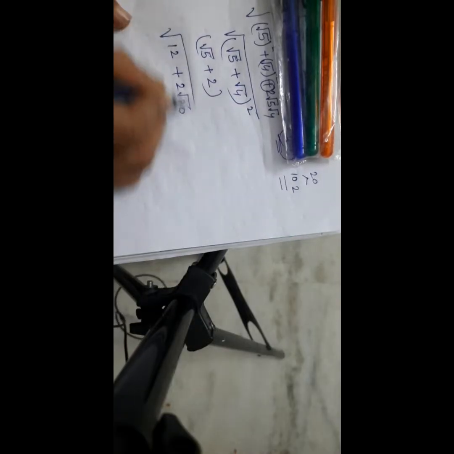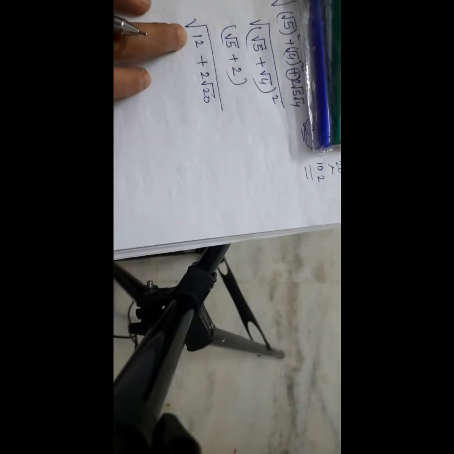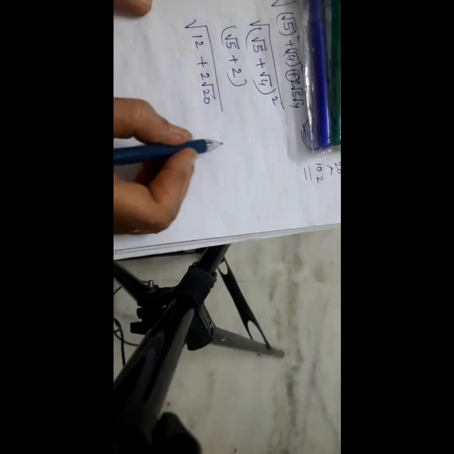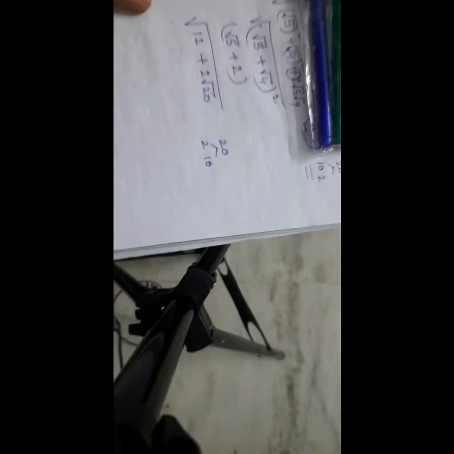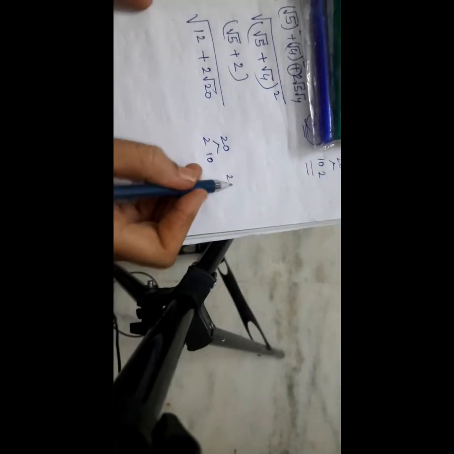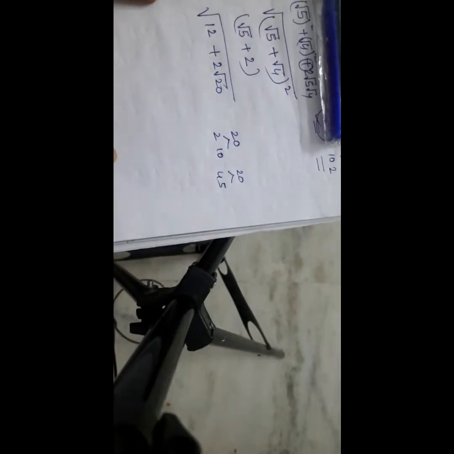If the same question is there, but instead of 9 it is 12, how are we going to solve it? We already got the factors. The factors of 20 are 2 and 10, and also 4 and 5. The second step, what I told, is to check by adding which two numbers we get this number.